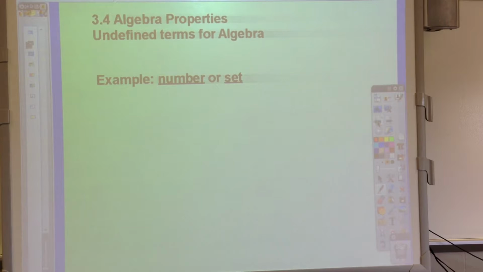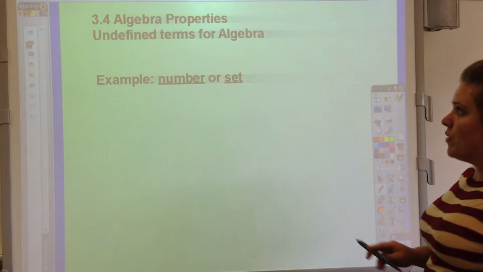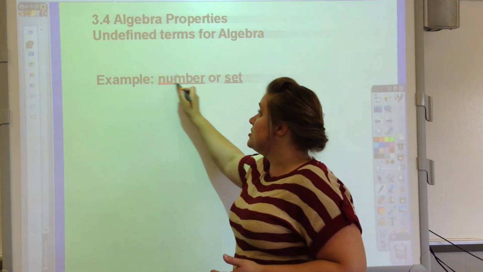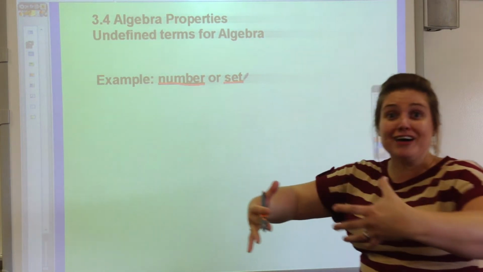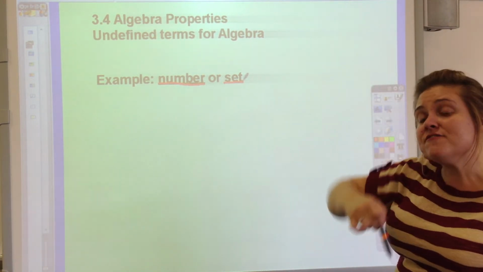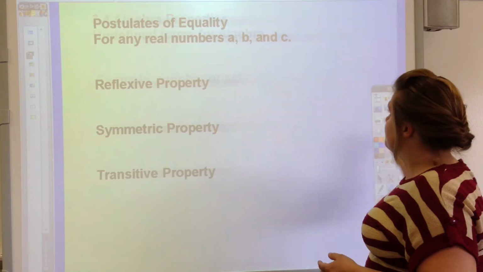So let's start off by talking about undefined terms for algebra. If you remember, at the beginning of this course, we talked about some undefined terms for geometry. But algebra also had undefined terms, such as number or set. Those are words that other words in algebra are based on, and we can't define them without circular reasoning.